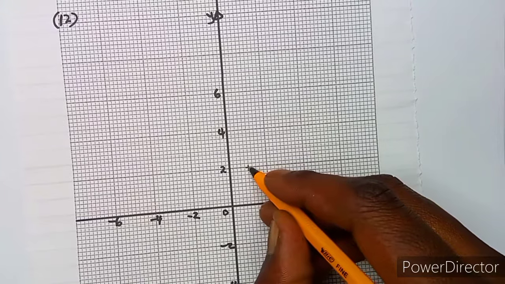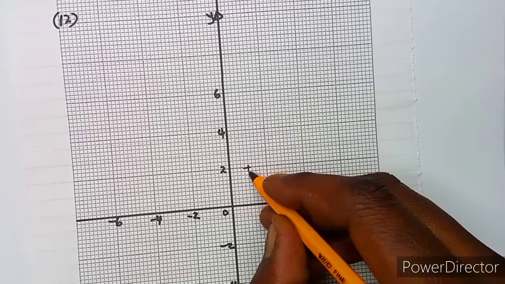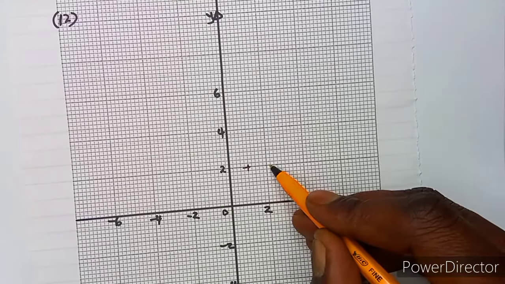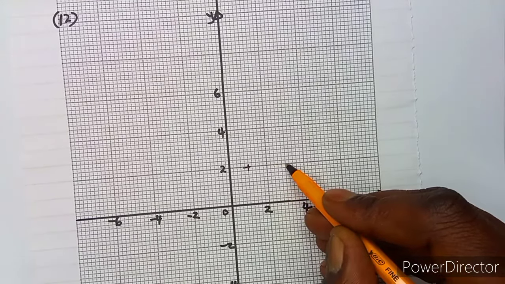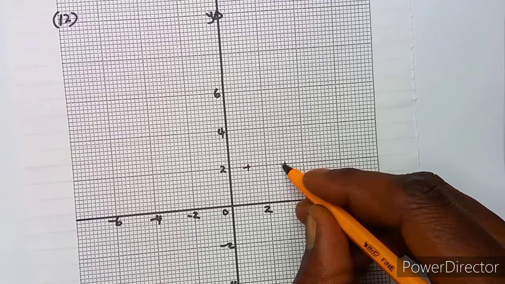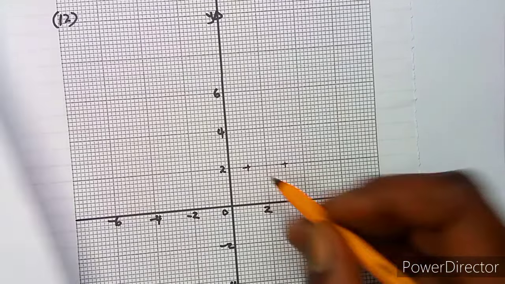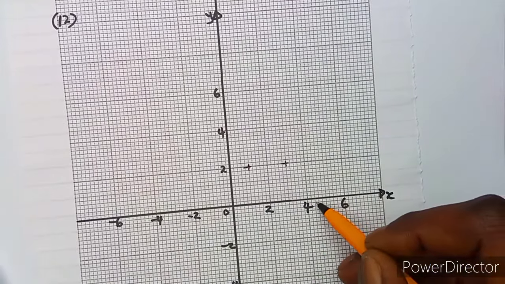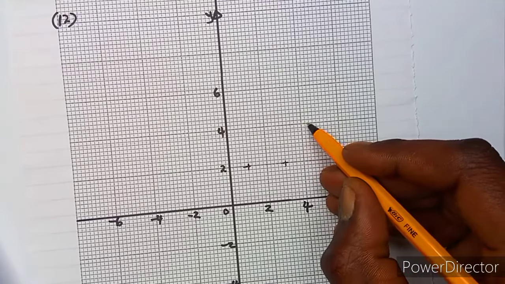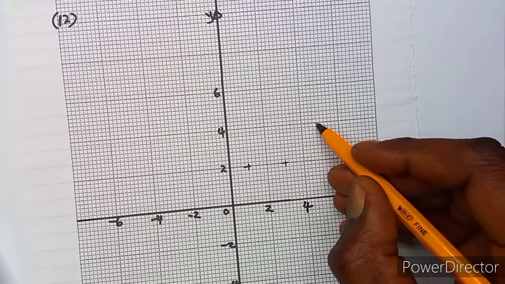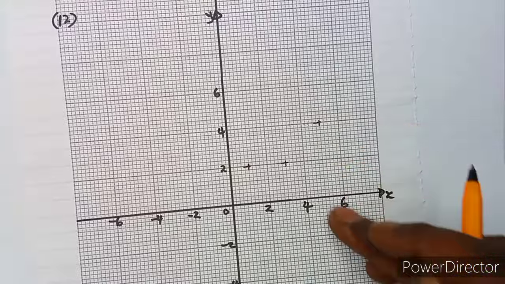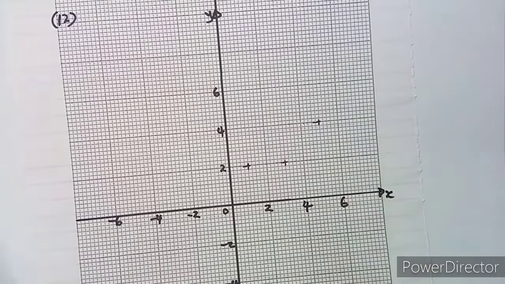Somewhere here, that's your 1, 2. And 3, 2. That's 3, 2, 1, 1, 2, 3, 4, 5. Here, that's your 3, 2 in between here, 3 versus 2. And this is 5, 4. 5, 4, which is 5, 4 here. And 5, that's 1, 2, 3, 4, 5. Somewhere here. That's 5 here versus 4. So these are the points which are creating the angle and the triangle.